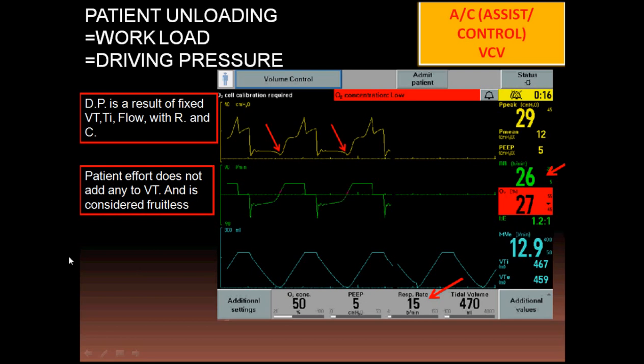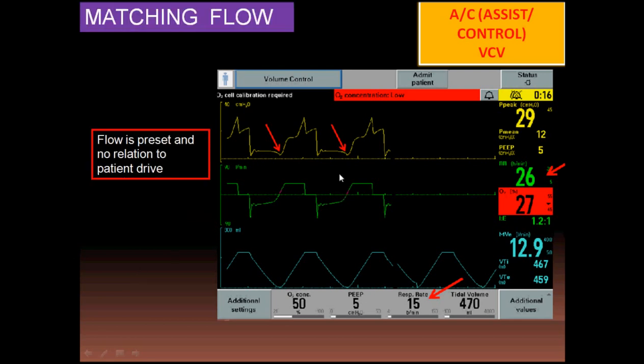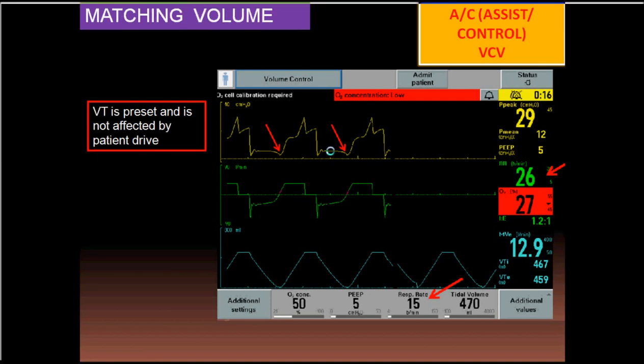So this is a point of mismatching. The same for the flow. The flow is preset flow. It depends either on the IE ratio, which is changeable, or on a fixed flow. So the machine will deliver preset volume, preset flow, and preset inspiratory time. If the patient wants more or less flow than is delivered, he will do nothing except trigger, and after triggering, the flow will be delivered according to the preset flow of the ventilator.